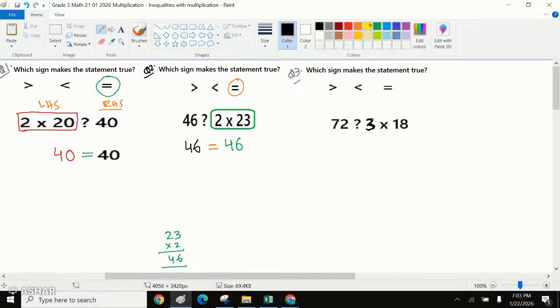We know that the left side of the equation is 72, right? What is 3 times 18? 3 is multiplied by 18. 3 times 8 is 24, right? So we leave the 4 in the units and carry the 2. 3 times 1 is 3, plus 2 is 5. So we know that 18 times 3 is 54.